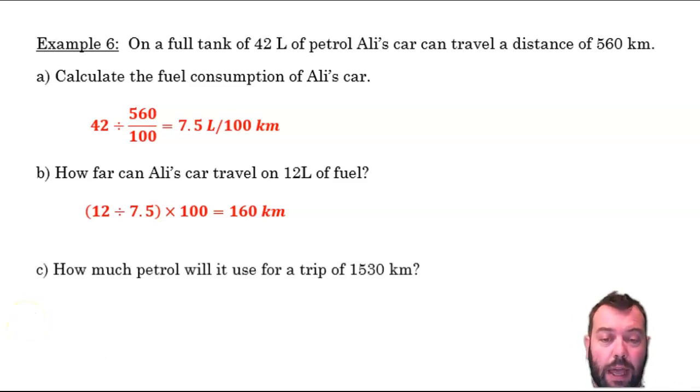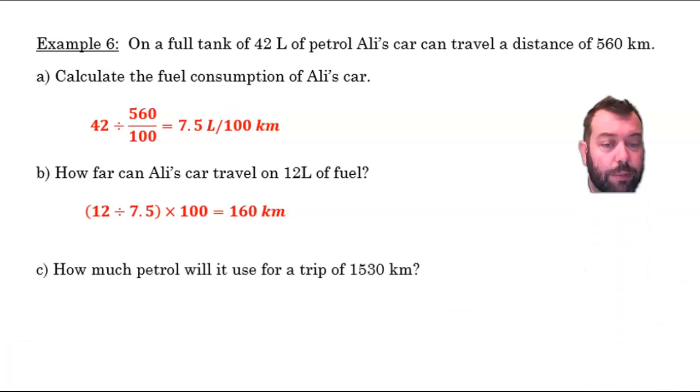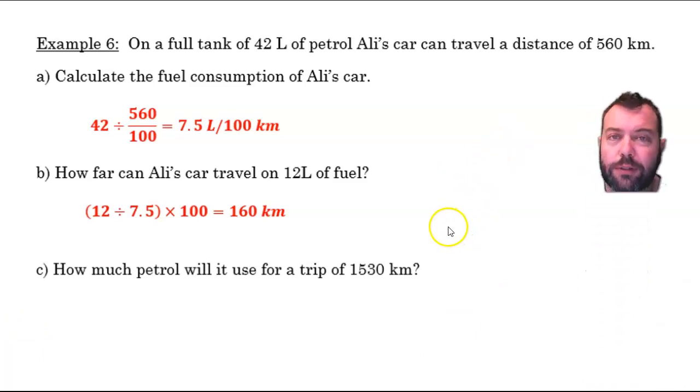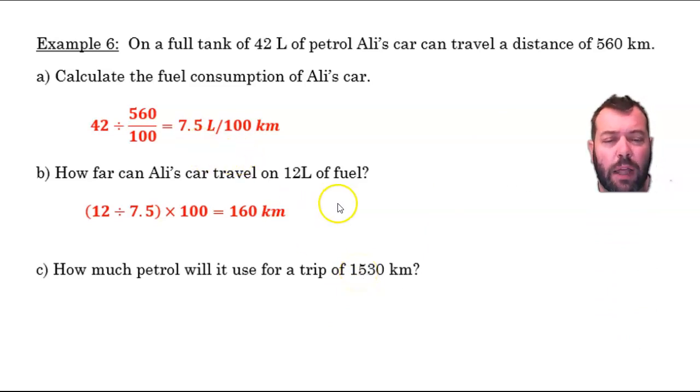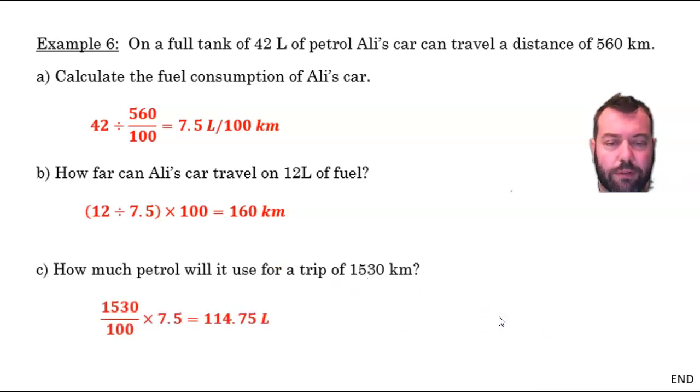Third part of this question, how much petrol are we going to use for a trip of 1,530 kilometres? Well, every 100 kilometres uses 7.5 litres. How many 100 kilometres is this? It's, if you like, 15.3 hundred kilometres. So it will be 15.3, or 1,530 over 100, multiplied by our rate, multiplied by 7.5, and we're going to use 114.75 litres.